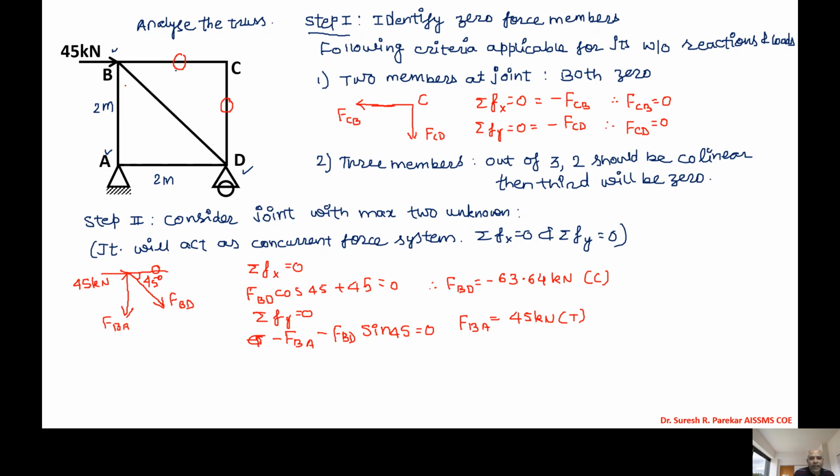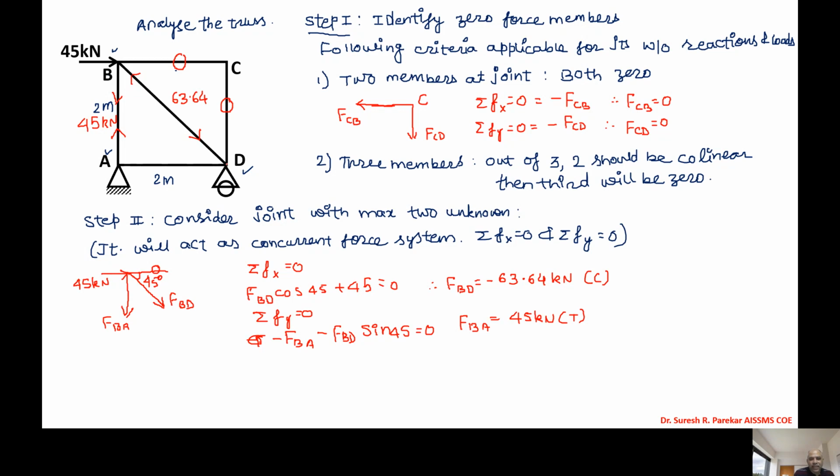So we have BD compression, and the value is 63.64 kilonewtons. And BA tensile, and the value is 45 kilonewtons. Now we have to find the force in member DA.